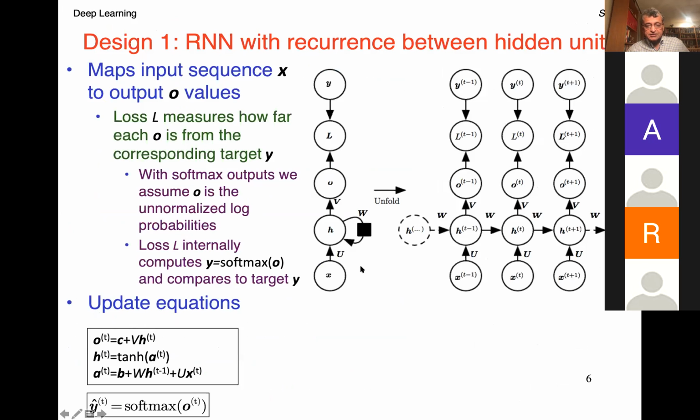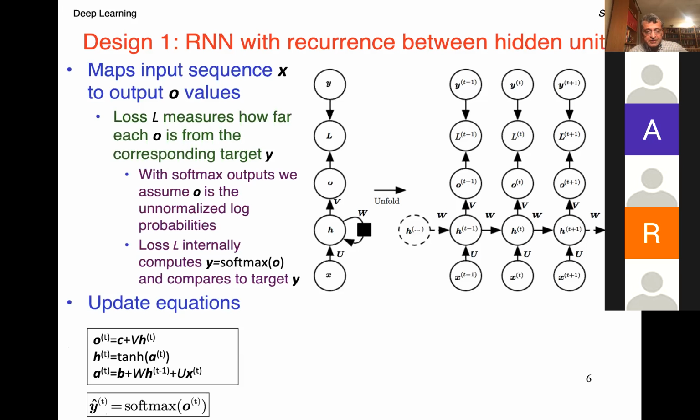So this slide we already saw. It is simply saying design one RNN with recurrence between hidden units. We just saw that. This is the circuit diagram. This is the unfolded recurrent diagram. And we saw how we go from HT minus 1 to HT to HT plus 1. And okay, in this slide, we'll just take a look at the loss and all the equations. Maps input sequence X to output sequence O here. Loss L measures how far each O is from corresponding target Y. This is the target Y, this is the output. That's what loss is measuring.